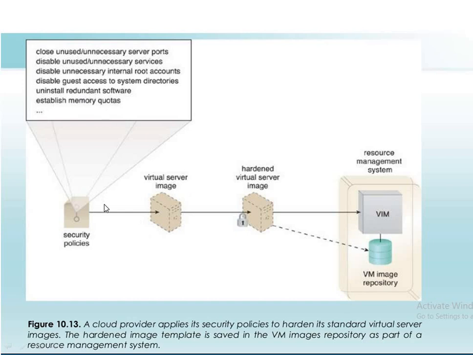So a cloud provider applies its security policies to harden its standard virtual server images. All these policies are applied to harden its standard virtual server images. The hardened image template is saved in the VM images repository. So we store it in the VM image repository as a part of the resource management system. So this is the overall hardening process.